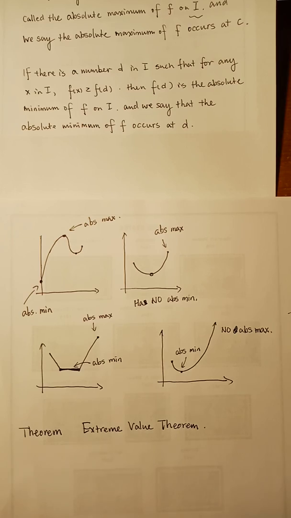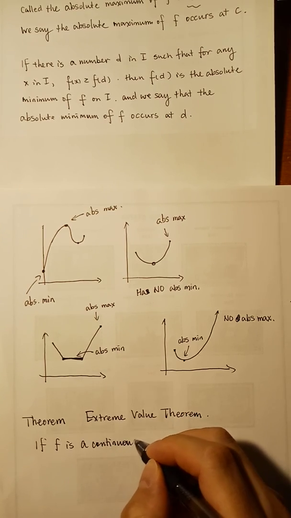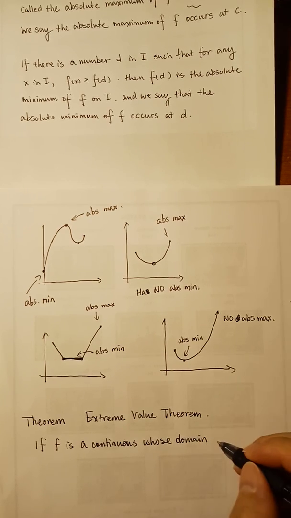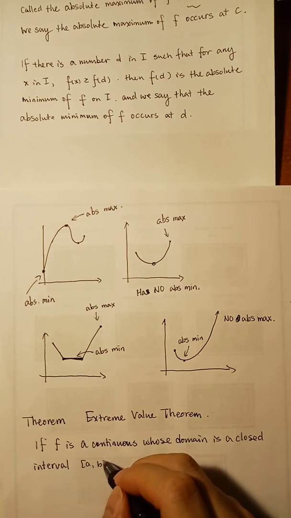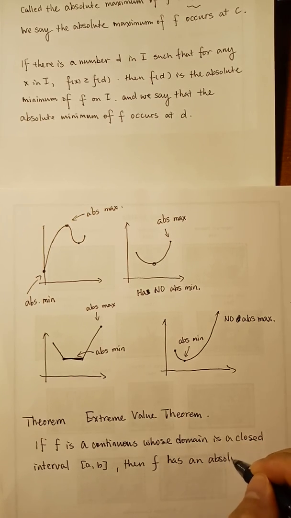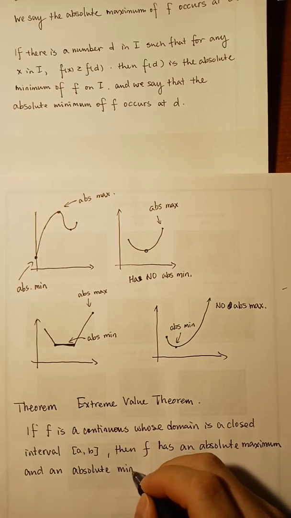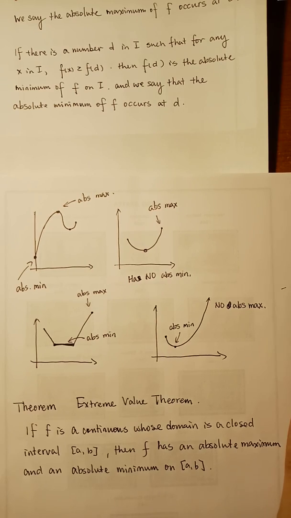The extreme value theorem says if f is a continuous function whose domain is a closed interval [a, b], then f has an absolute maximum and at least one, when we say and, we mean at least one, an absolute minimum on its domain [a, b]. So in this theorem, we have two important hypotheses.